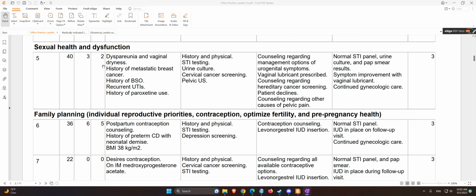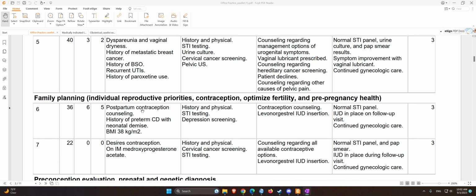Patient number six. This patient had a history of fetal demise. What gestational age was the demise? I believe she was in the early third trimester. If I'm not mistaken, it was around 30 to 32 weeks. Okay. Let's say this patient still desires future pregnancy. How would you counsel her on her next pregnancy?